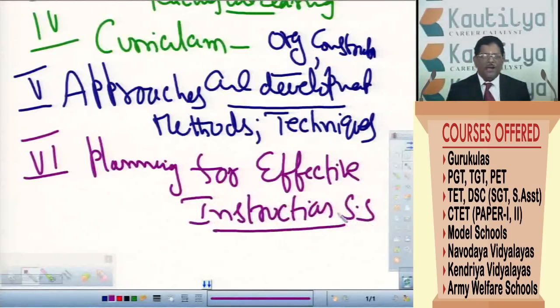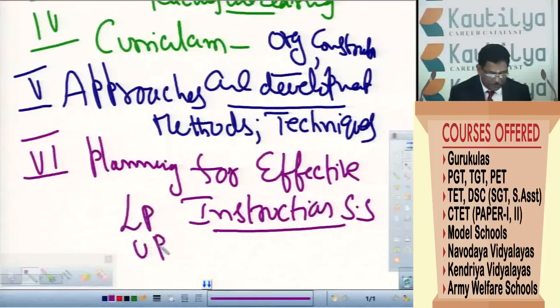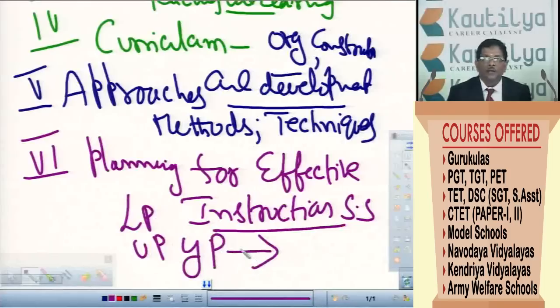So how can you plan for making the students learn more interestingly in order to get positive outcomes in an effective fashion? What are the different things we are supposed to take into consideration? Say, for example, lesson plan, unit plan, year plan. Not only this, what are the other techniques we can implement?